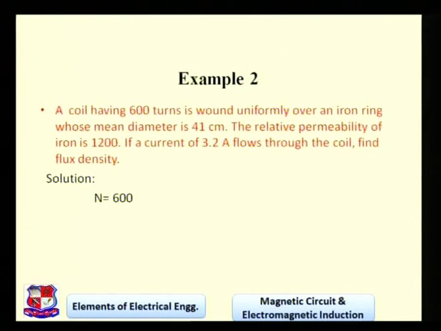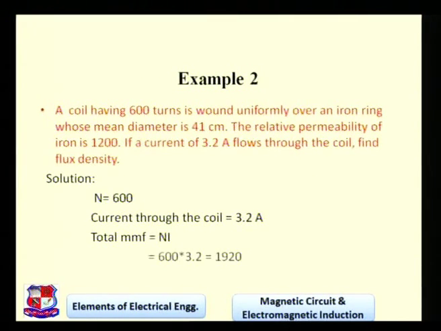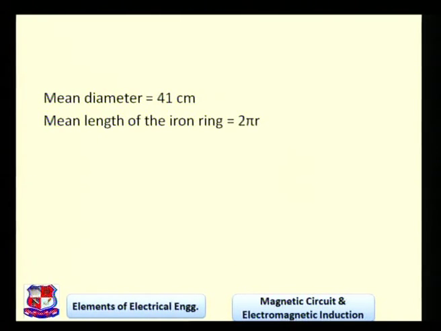Firstly, the current through the coil is 3.2 ampere and the number of turns is 600. So the total MMF will be N into I, which is 600 into 3.2, so the total MMF will be 1920. After that, the mean diameter is given as 41 centimeter. We all know that the mean length of the iron ring is 2 pi into r. Here 2r is the diameter, given as 41 centimeter, or we can say 0.41 meter.